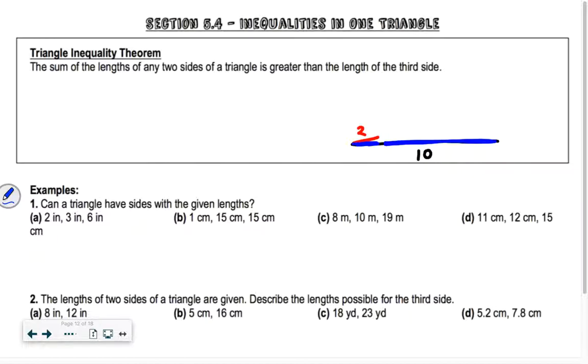So our theorem says that if we have 2 sides of a triangle, so let's say the 2 sides are A and B. So if I have A and B, then that has to be greater than the length of the third side. So A plus B must be greater than the third side, which is C. Okay, so like I said, if I had a length of 10 and 2, then my third side needs to be bigger than 8.